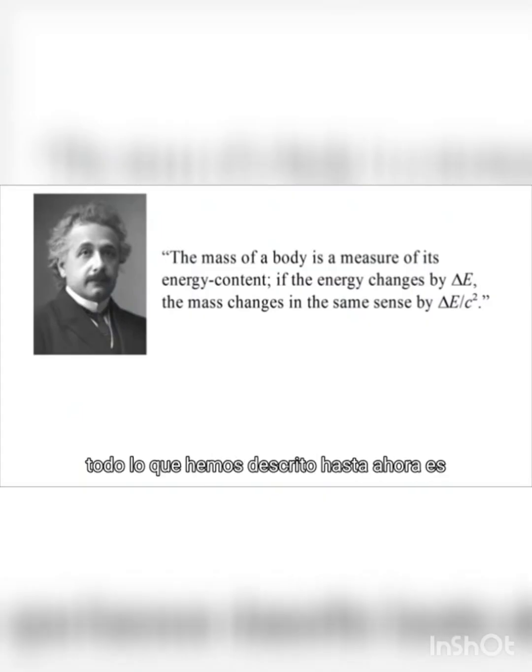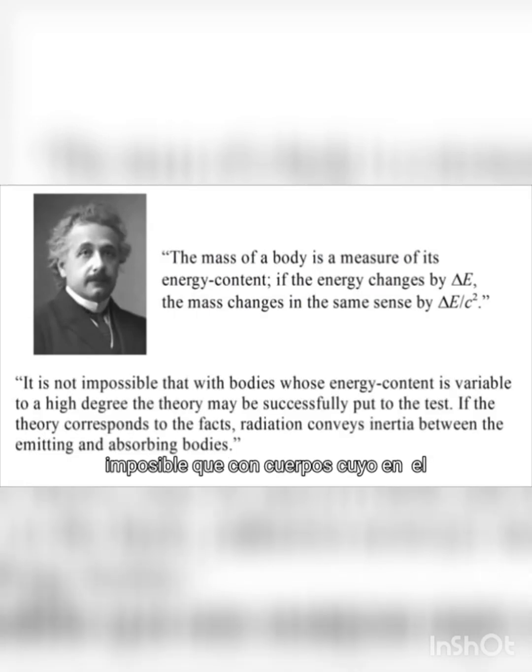Yep, everything we've described so far is really just a guess. An educated guess, but a guess nonetheless. It's not a valid theory just because some guy named Einstein proposed it. I suppose that's why he titled the paper with a question. As he himself concludes, it is not impossible that with bodies whose energy content is variable to a high degree, the theory may be successfully put to the test. If the theory corresponds to the facts, radiation conveys inertia between the emitting and absorbing bodies.